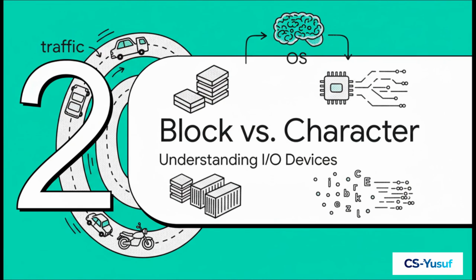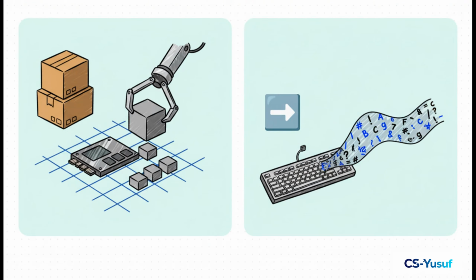So, to manage all this traffic, the OS first needs to know what it's dealing with. It starts by sorting all the hardware it talks to into two big categories: block devices and character devices. So on one side, you've got block devices. These are your hard drives, your SSDs. Think of them like a library with numbered shelves. They move data in these fixed-sized chunks called blocks, and every single block has a specific address, so you can just jump directly to the data you need.